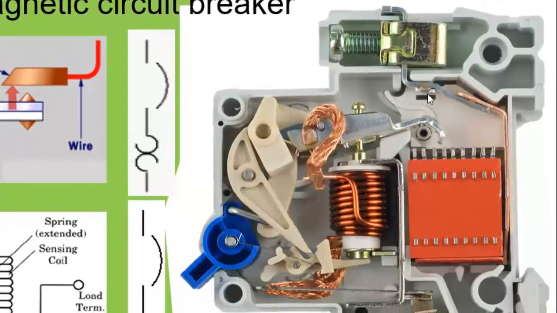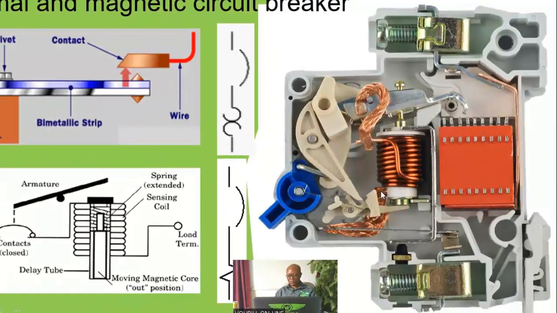When this is closed, you see that current will flow from your line side through this contact, this metal that is part of the contact, through this conductor, through this coil, and then through this conductor also, and then through this bimetallic strip, and then to your load. Here we have your magnetic trip coil. This is the magnetic element of the circuit breaker, and here we have the bimetallic strip.